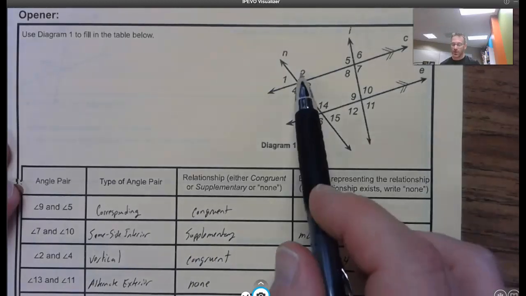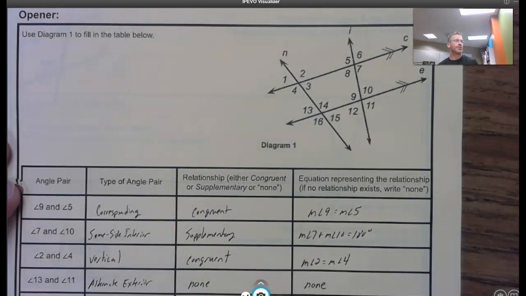Now 2 and 4, this is a review for you. 2 and 4 are vertical angles. They are congruent. They will always be congruent. It doesn't matter what kinds of lines we have. If we have vertical angles, they're always congruent. So the measure of angle 2 is equal to the measure of angle 4.